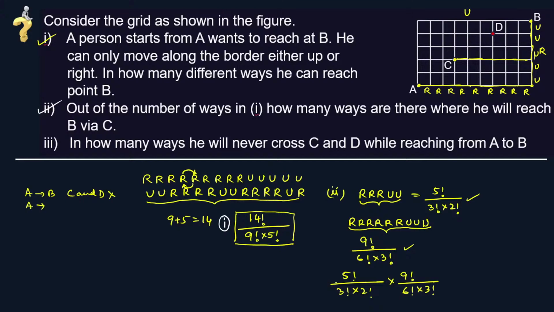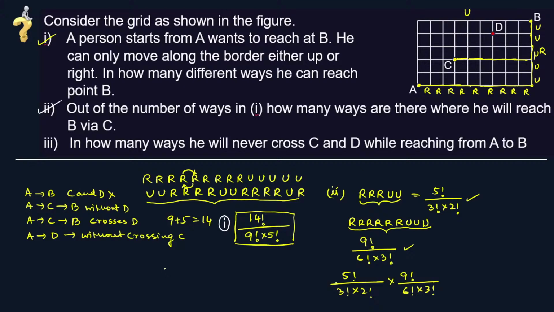He is reaching from A to C first, and then he is reaching B without crossing D. That can be one option. He is reaching from A to C, then he is reaching B, and he crosses the point D. That can be another option. Or it can be like this, that A is reaching directly to D without crossing point C.